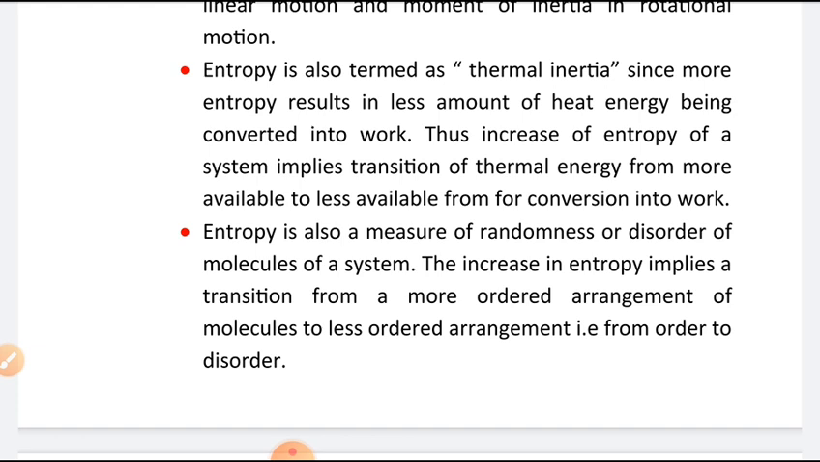Otherwise, when ice is converted into water, what is happening there? The ordered state is converted into a disordered state. That means the entropy is increasing.